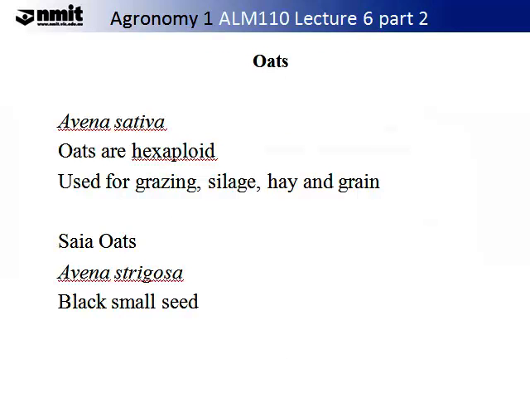Traditional oats, Avena sativa, is a hexaploid and a commonly grown crop in Victoria. It is used for grazing, silage, hay and grain. Sand oats is also grown in Victoria. This is a black small seed.